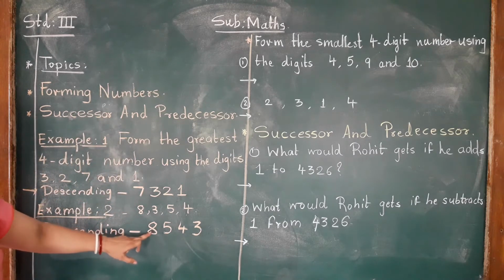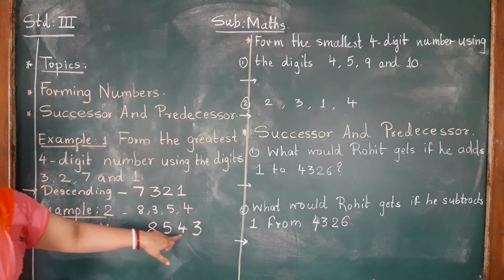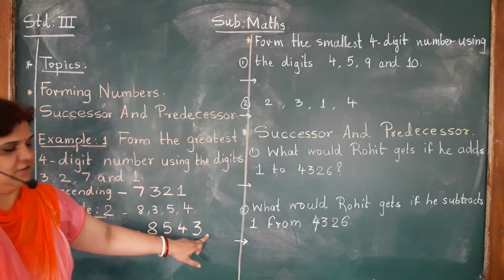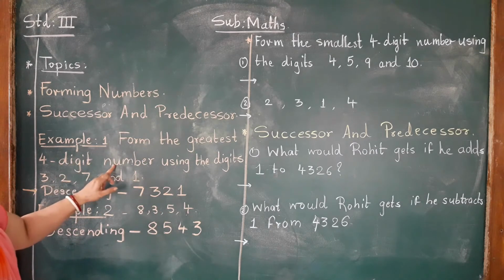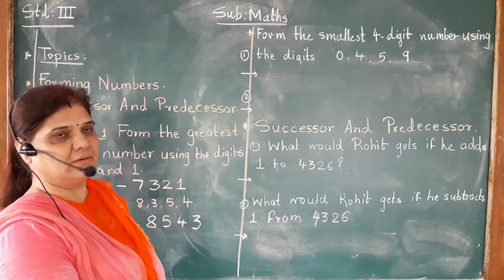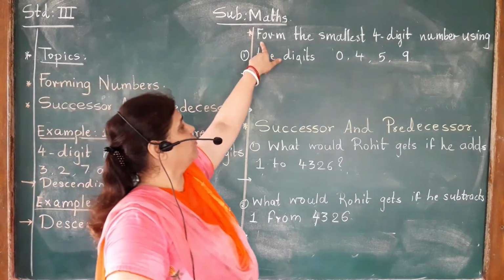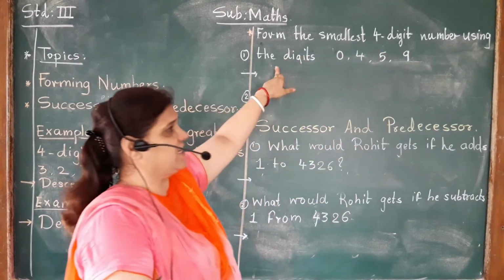Yes, children. What is this number? How can you read this number? 8,543. So in this way, we have to form the greatest four-digit number using the given digits. Got it, children? Now, we will turn to forming the smallest four-digit number using the digits given below.